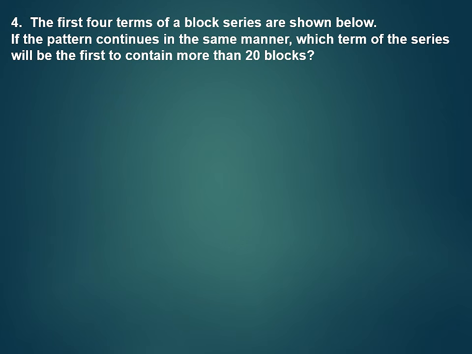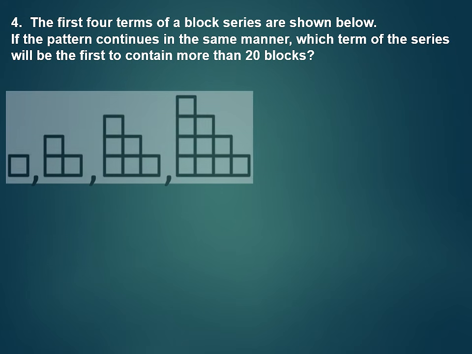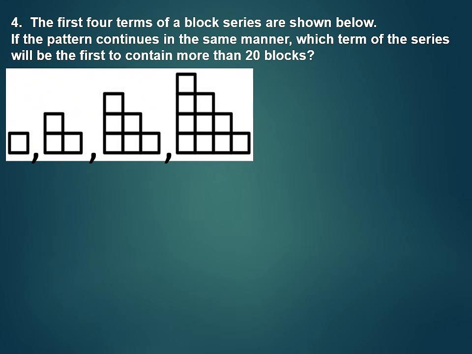Moving on to the fourth question. The first 4 terms of a block series are shown below. Where is the block series? Let's see, the block series is here. If the pattern continues in the same manner, which term of the series will be the first to contain more than 20 blocks? If you see this, the first has 1 block, the next has 3 blocks, so we added 2 to it. Then we added 3 more to it, and it became 6. Then to those 6 we added a layer of 4, and it became 10.